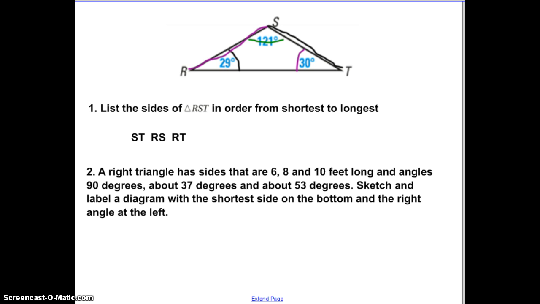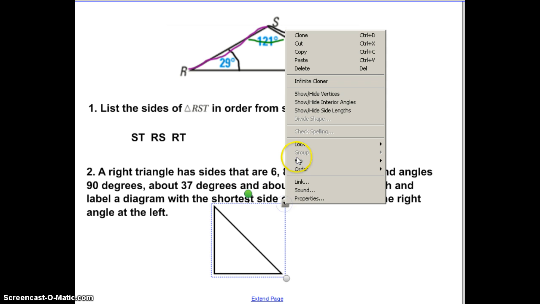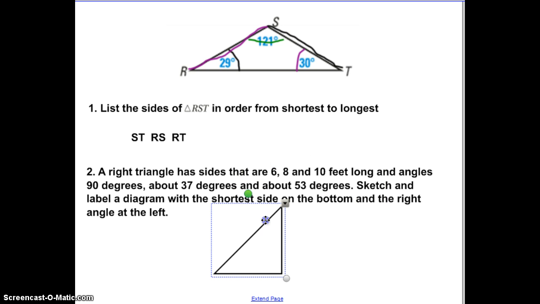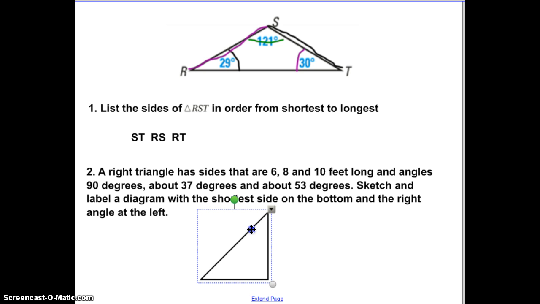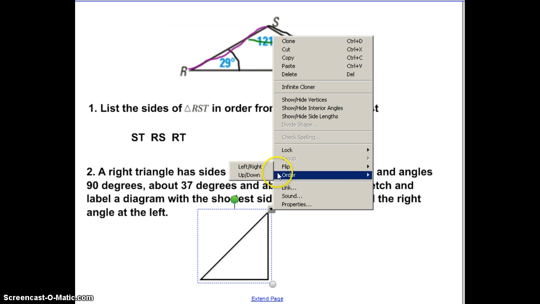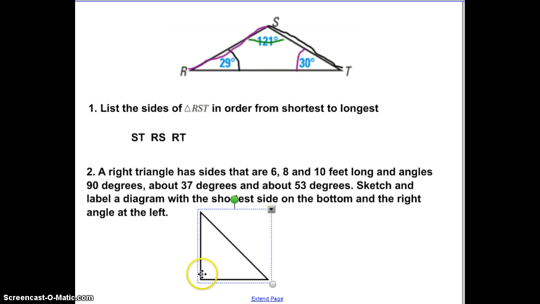A right triangle has sides that are 6, 8, and 10 feet long and angles 90 degrees, 37 degrees, and about 53 degrees. Sketch and label a diagram with the shortest side on the bottom and the right angle at the left. So I'm going to make my right triangle. My right angle I want to have at the left. So here's my right angle.